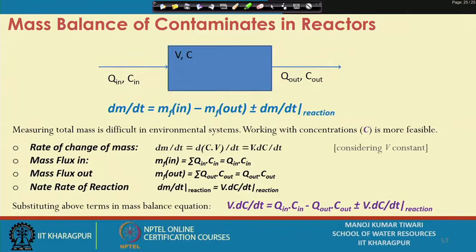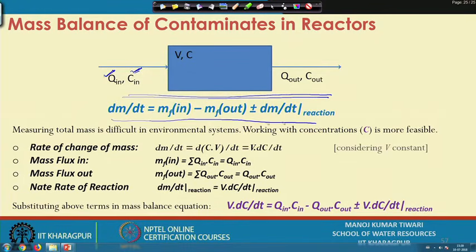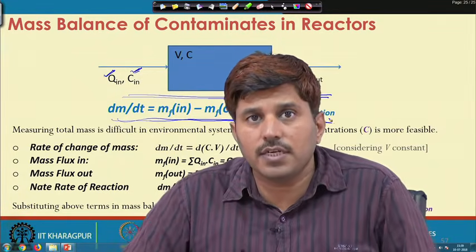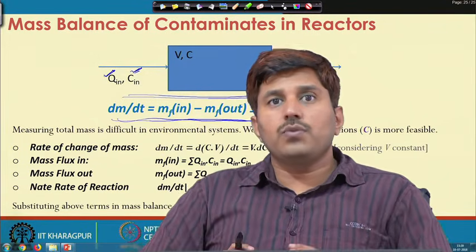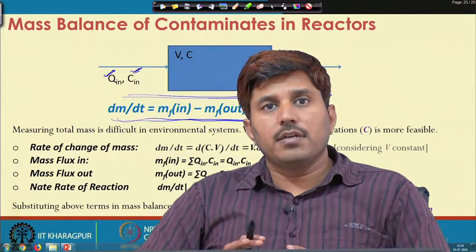Now, if we see the mass balance of a contaminant in the reactor, so let us say this is our reactor, a typical reactor, there is some discharge coming in, with some contaminant concentration in that. So far we had seen this classical mass balance equation, but measuring the total mass in an environmental system or in a reactor at times becomes very difficult. So, instead what we do, we work with a concentration.